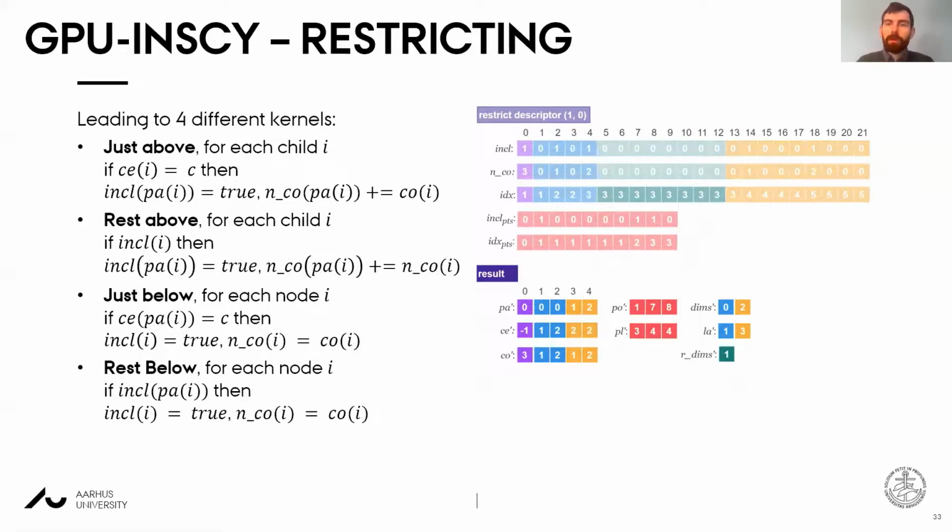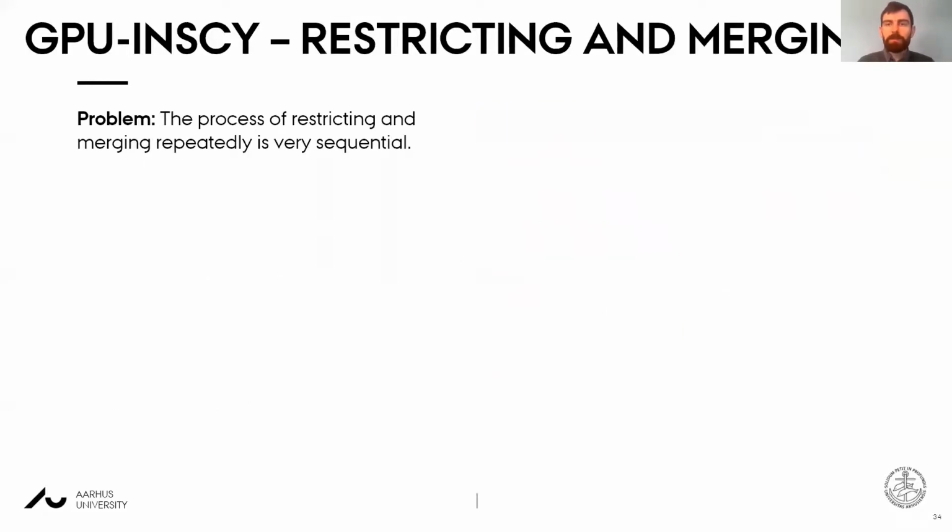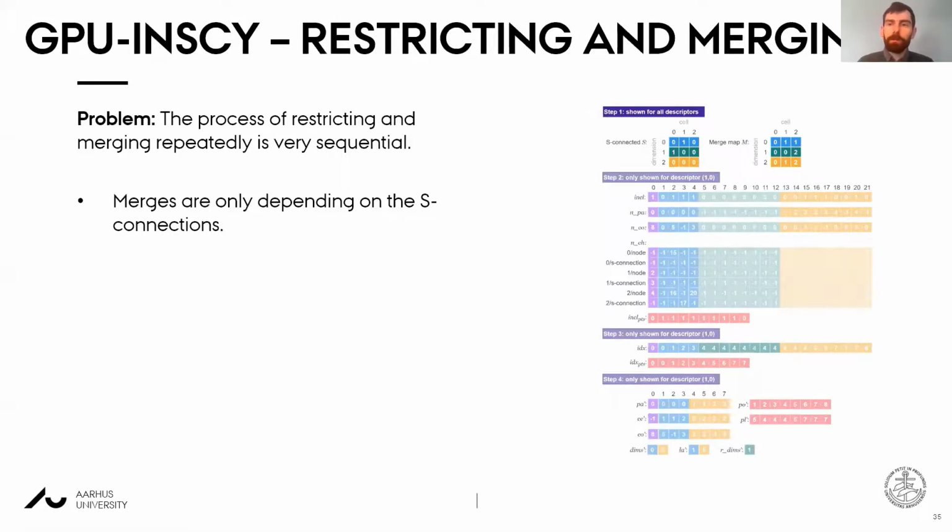And we now know which nodes are included, the new indices, and the count of points in each cell. We can therefore allocate space for the new skytree and copy everything in parallel. We now need to merge, but we cannot perform all merges in parallel since we need the result of the previous merge. However, we observe that merges only depend on these S connections.